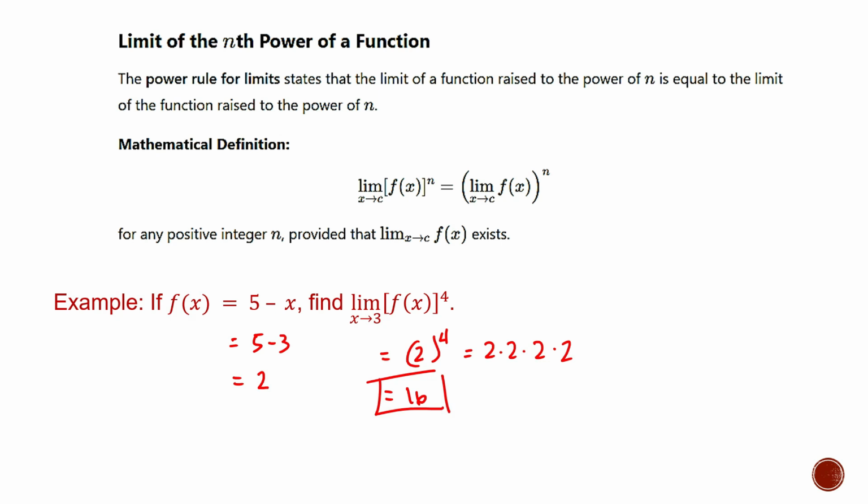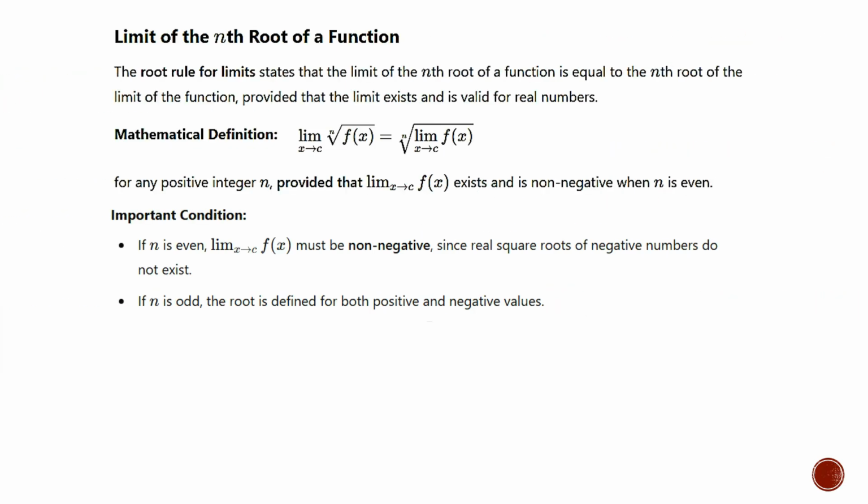Right, so I believe we are now down to the last theorem, and here we call this the limit of the nth root theorem, or nth root of a function rather. Here it states that the limit of the nth root of a function is equal to the nth root of the limit of a function, provided that the limit exists and is valid for real numbers. So you see the mathematical definition of that.